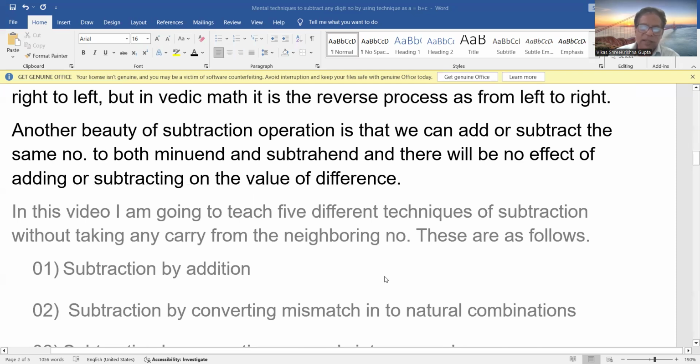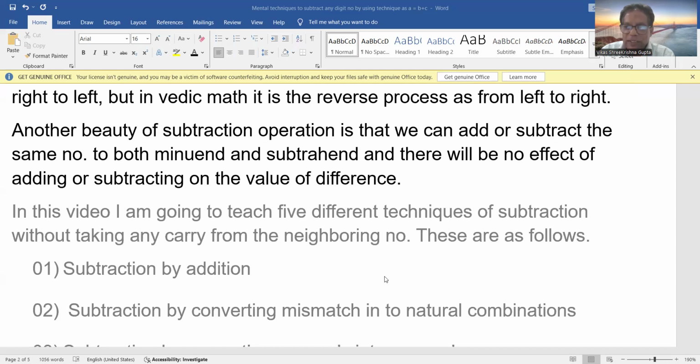Another beauty of the subtraction process is that when you add or subtract the same number to the upper number and lower number, there will be no change in the value of the answer. There will be no change when you add or subtract the same number to both the minuend and the subtrahend, and we use this property to do the subtraction without taking any borrow from the next number. So the subtraction value is not affected when you are adding or subtracting the same number to the minuend and the subtrahend.